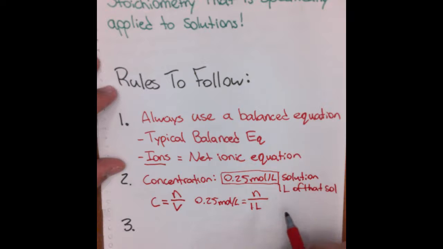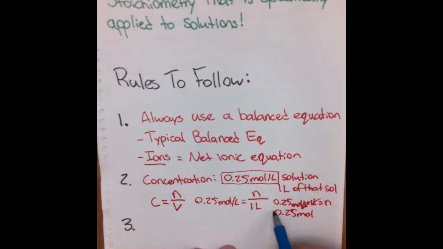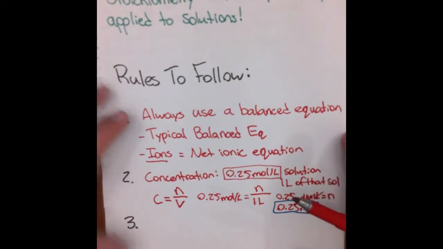Then we could simply rearrange this equation by multiplying both sides by 1 liter. So 0.25 mole per liter times 1 liter equals our number of moles. Our liters would cancel out, and our number of moles would just equal 0.25 mole. With that being said, we'll get some practice using this today. I know we've already used it a few times before, but just keep that equation in the back of your mind because it will be rather helpful moving forward.